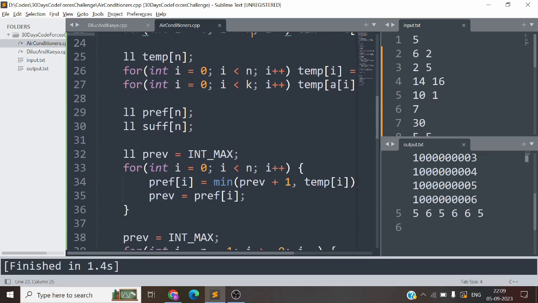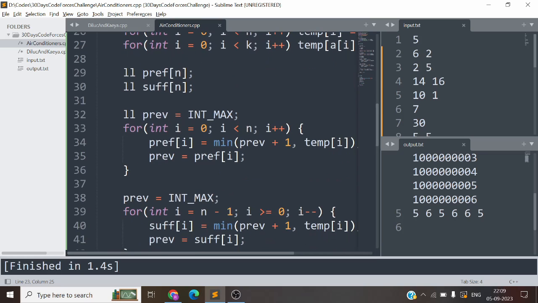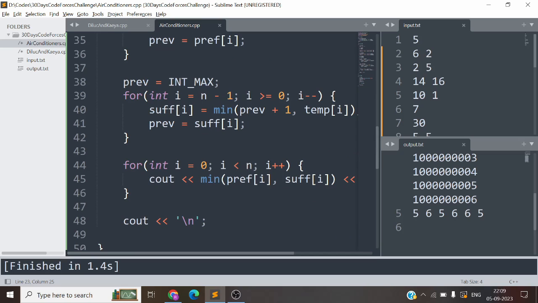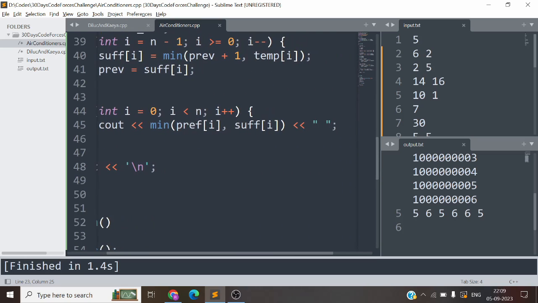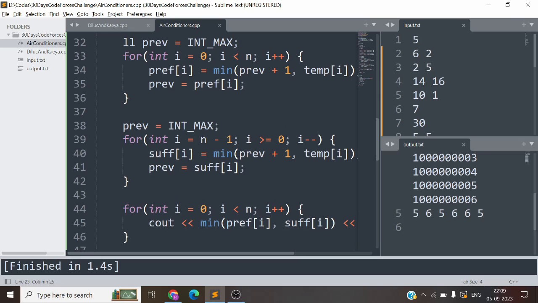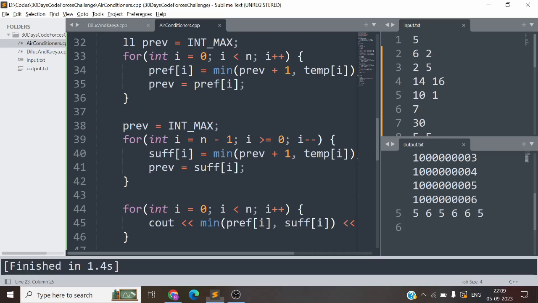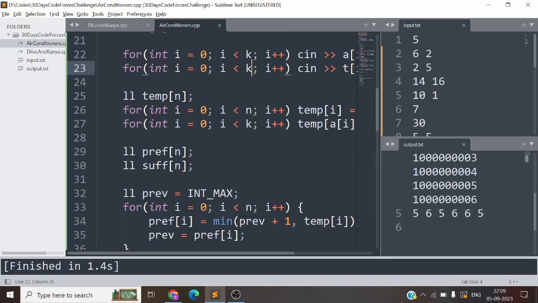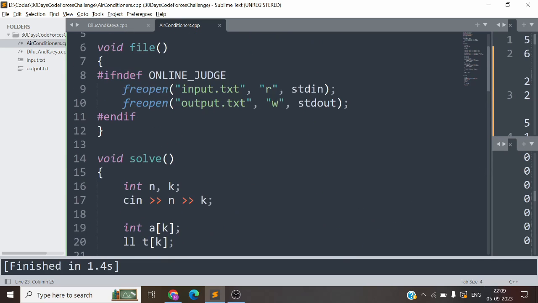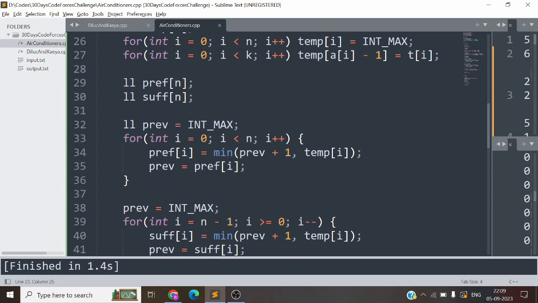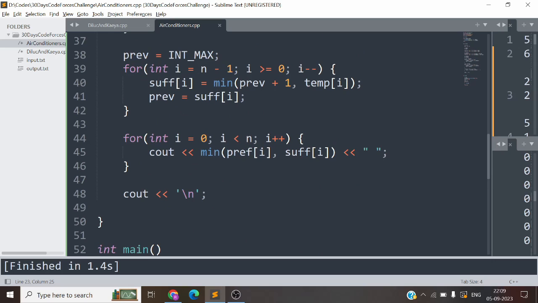Then we are calculating the prefix as mentioned. Initially, we are taking int max, then previous plus one comma tempi, and we are updating the previous at each step. And the same goes for suffix, and then we are simply calculating the minimum of prefix and suffix. Again, the submission link for the code will be given in the description as well. So if you have any confusion over that, go and check out the code. I guess the code is very easy. You don't need to, but still, if you have any confusion, you can take the screenshot or just go to the description box and check out the submission link for it.